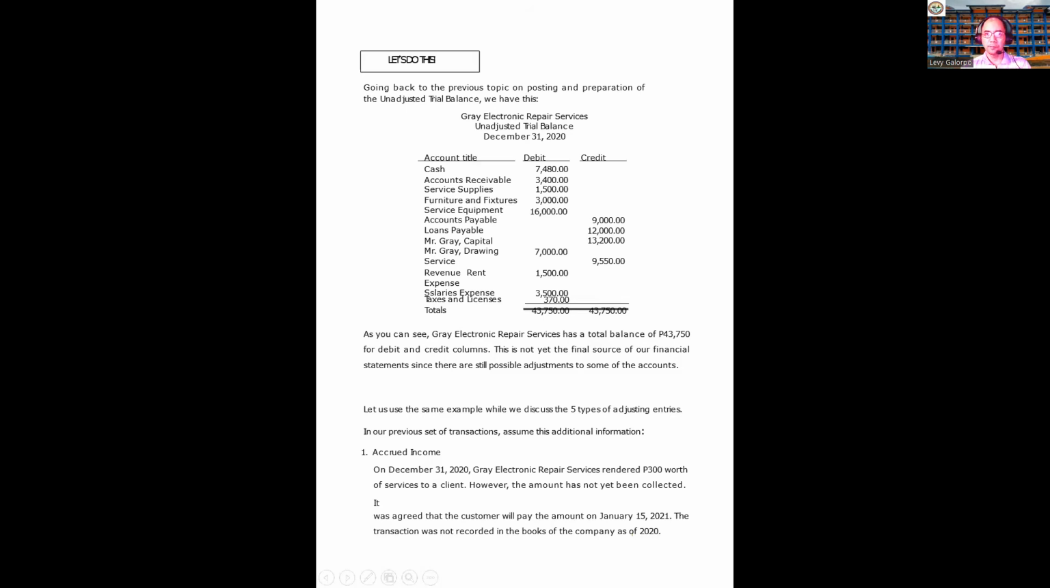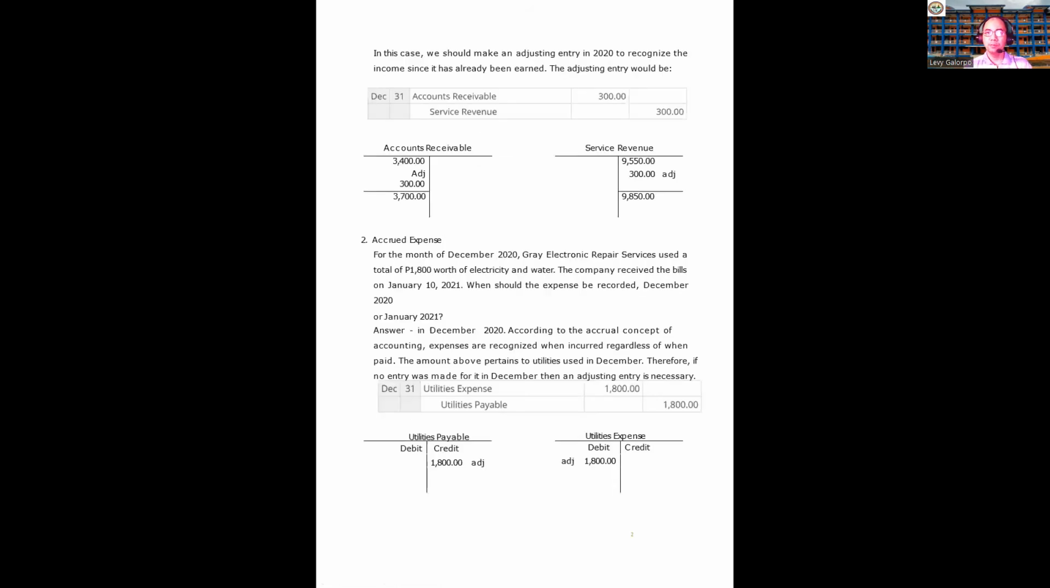No record. In this case, we should make an adjusting entry in 2020 to recognize the income since it has already been earned. The adjusting entry would be ito. Debit accounts receivable, 300 pesos and credit service revenue, 300 pesos. Then, ilalatag natin ito sa ledger or in this case, sa T account.